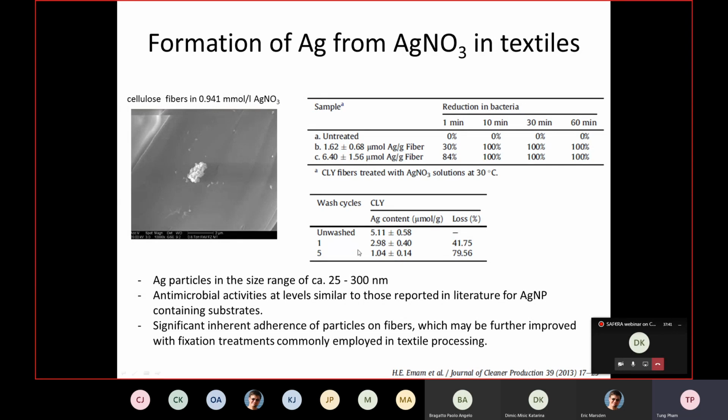We also performed some durability tests, and here we can see that after 5 washing cycles we have reduced more than 70 to 80% of the silver. But as you can see in the bacteria test here, we still have very nice prevention of the growth of the bacteria.